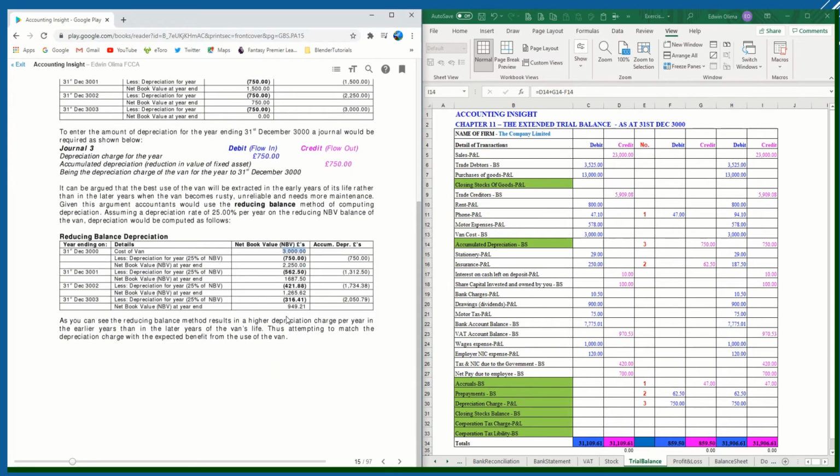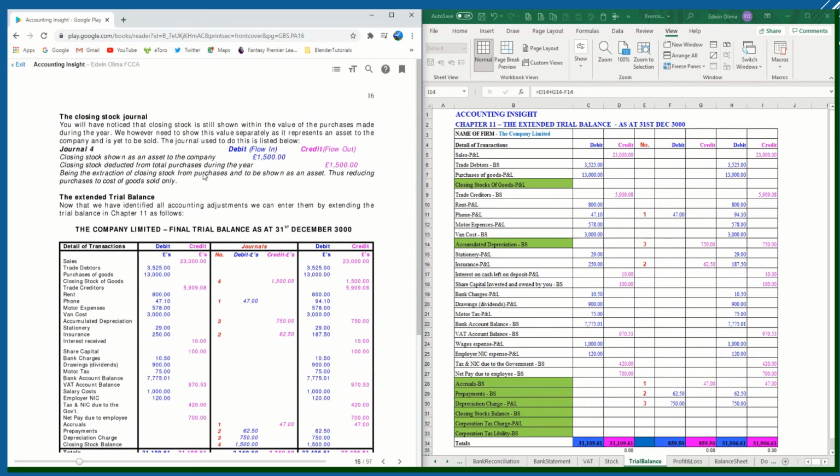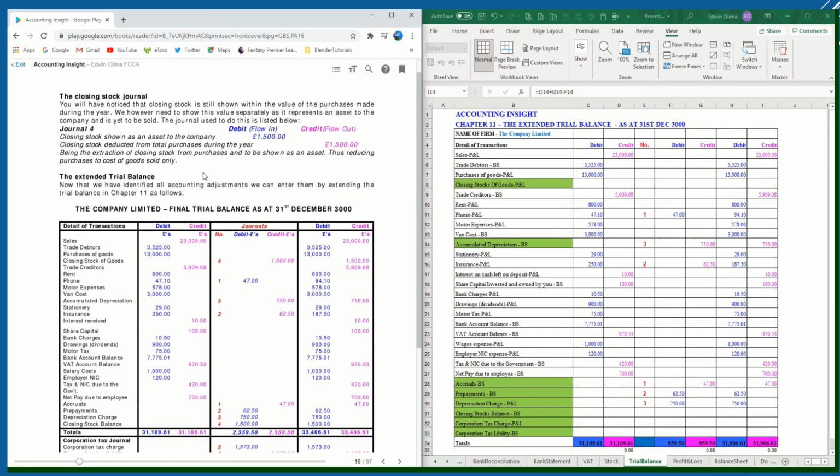Okay, and I'm going to go to the next page. We've got some more adjustments to do. So we have what we call the closing stock journal. You remember we did closing stock in, I believe it's chapter 9, and we valued the stock at £1,500. So if you want to revise how we got to that value, you can look at chapter 9.